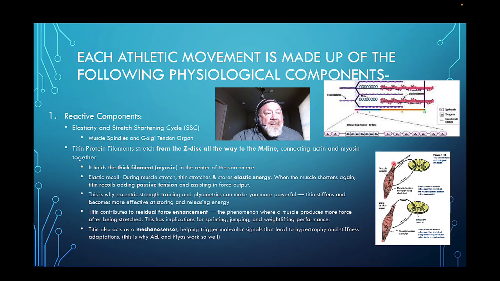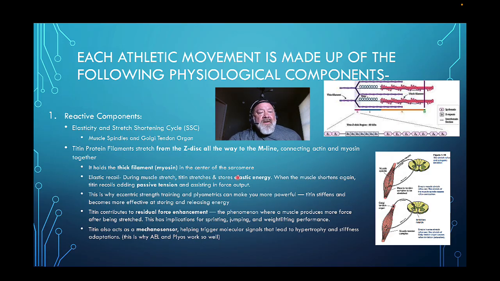The titin protein filament is something that isn't talked about enough. It's stretched from the Z disc all the way to the M line, connecting actin and myosin together. It holds that thick filament, the myosin head, in the center of the sarcomere, as you'll see in my little diagram. It creates elastic recoil. During the muscle stretch, the titin stretches and stores elastic energy, and when the muscle shortens again, bam, it recoils and gives you passive tension.